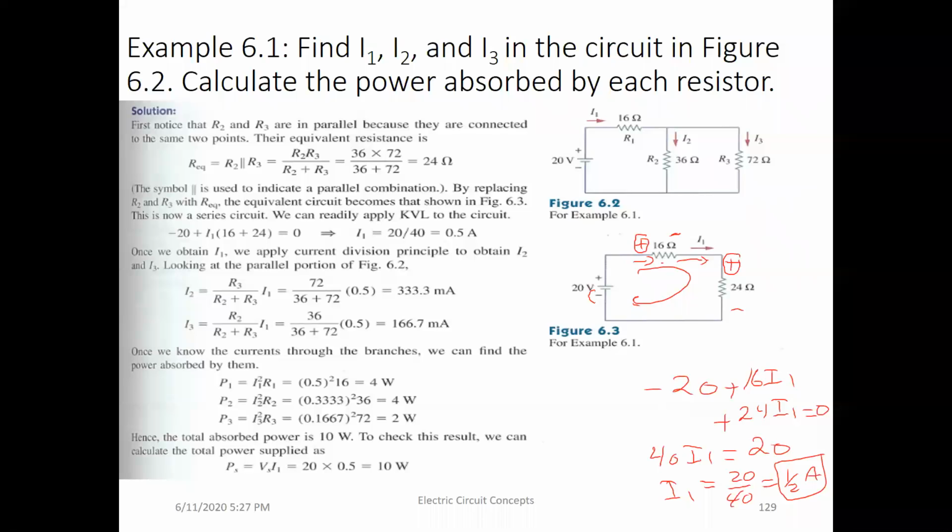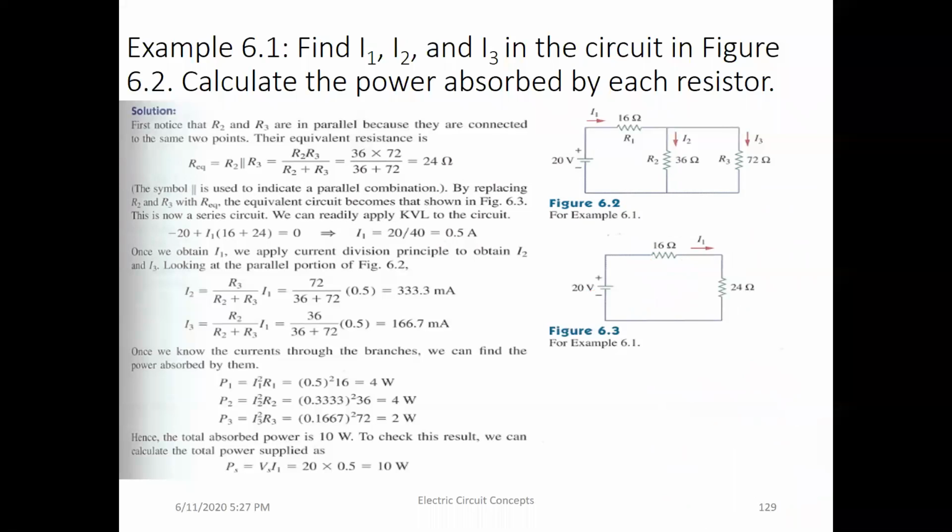Now after that we go back to the original circuit. We have I1 given, which is 0.5 amps. According to the current divider, we have a current coming into the node. This is the node, and then we have I2 and I3 leaving the node. So this I1 is going to split into two paths, I2 and I3.